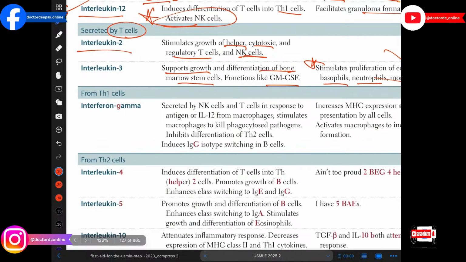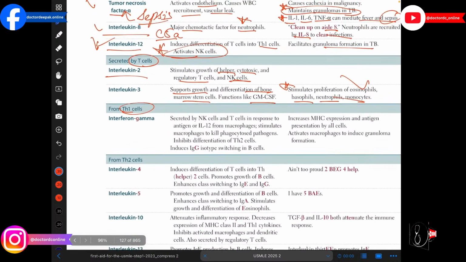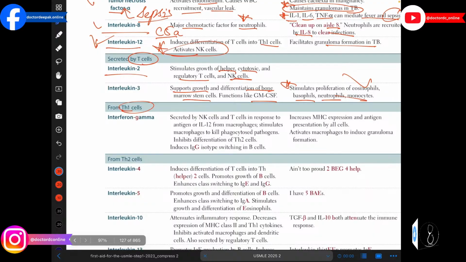What is going to be released by T helper cell 1? It is a little bit of a summary. If you remember the topic of differentiation of T cells, we have already learned it. Which thing is released from T cells, macrophages, and what is secreted from helper 1? It is interferon gamma, secreted by natural killer cells and T cells in response to antigen or interleukin 12 from macrophages. When interleukin 12 from the macrophages stimulates the T helper cell 1, they will release interferon gamma. And it will stimulate macrophages to kill pathogens and supports the phagocytosis of pathogens.